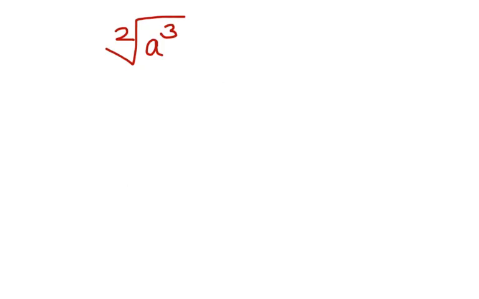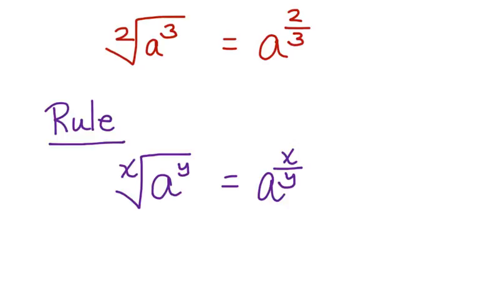Sometimes you're going to see a root expression like this one, and we can write this one with a fractional exponent too. We can say that this one is a to the 2/3 power. So here's our rule. We can take values in a root, like this one, and transform it into a fractional exponent. Notice that the value here becomes our numerator, and the value here becomes our denominator.